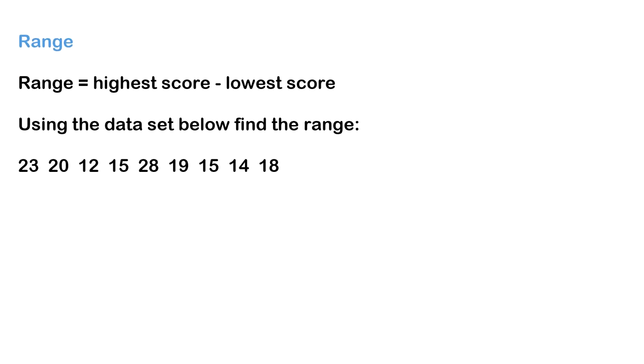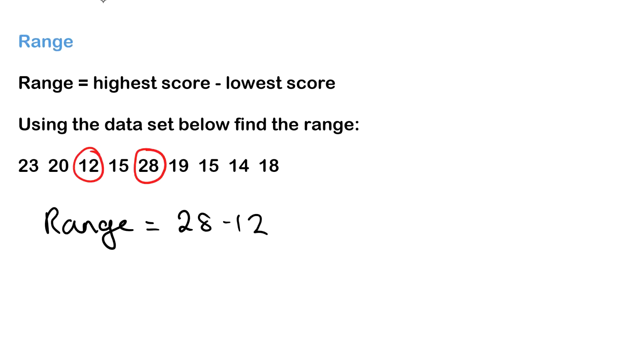Next one we're looking at is the range. The range is just the highest score, take away the lowest score. So our highest score in this case is 28 and the lowest score is 12. So our range will be 28, take away 12, which is 16.